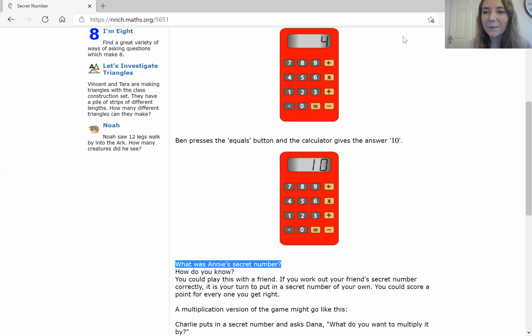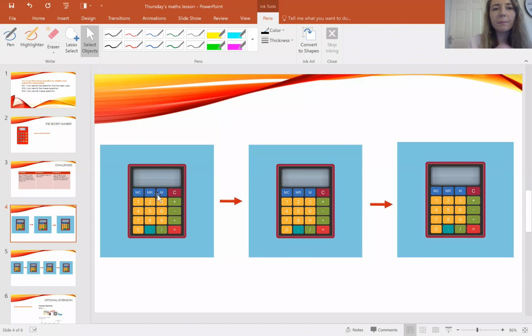Did you do that? Well done. Did you work out that the answer was 6? So let's have a look at how we worked that out. Annie put in a secret number, a number that we do not know. Then Ben told her to add 4. So 4 was shown on the calculator. Then he pressed the equal sign and the number 10 came up. So there was a missing number, 4 was added and 10 came up.